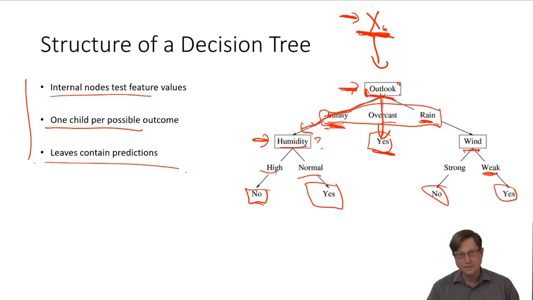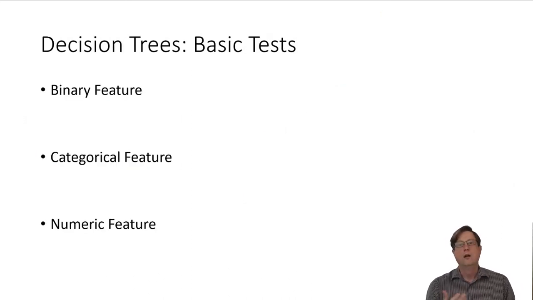And then the leaves of the decision tree contain predictions. And so you start at the root, you walk a path from the root to a leaf by obeying the tests, based on what your current properties are. And when you get to the leaf, there's going to be some answer there. In this case, it's a yes or no. It could be other things, regressions, whatever. We'll get to that. Right, so internal nodes contain tests.